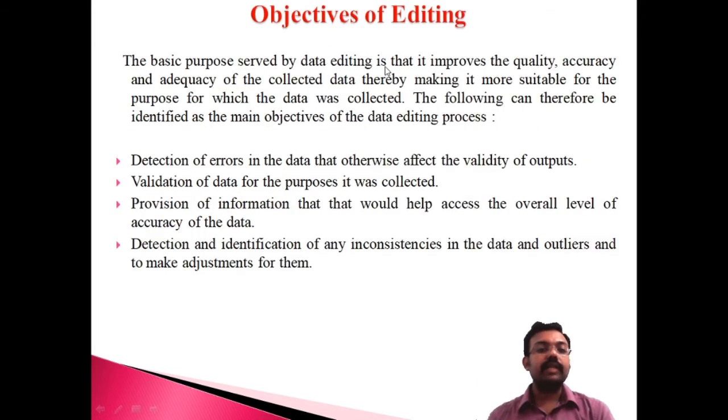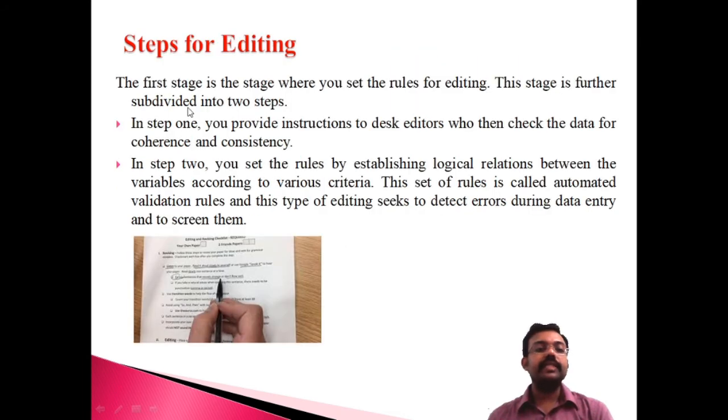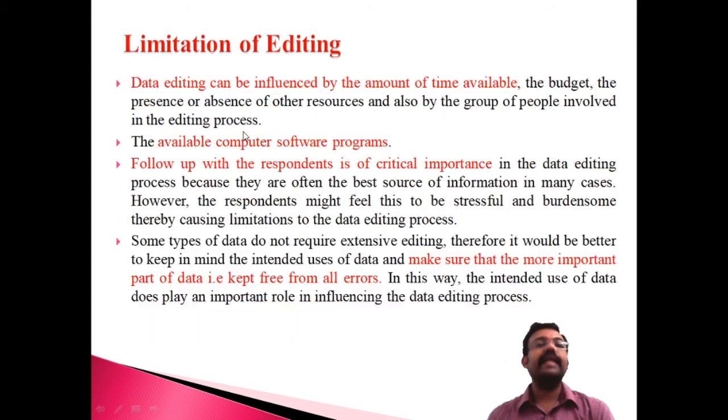We have already discussed what the important objectives are. The objective is always to identify the inconsistency of the data. And the steps of editing: one of the important elements is to give the instruction to the editors, and how you set the rules for establishing your edit and make the logical connection between the variables. These are two important elements associated with editing.